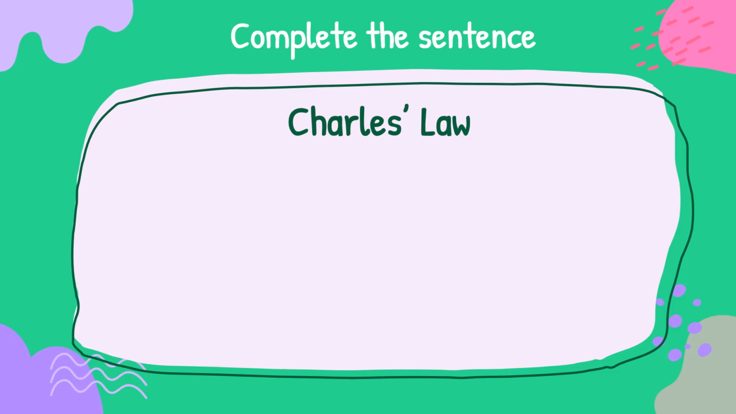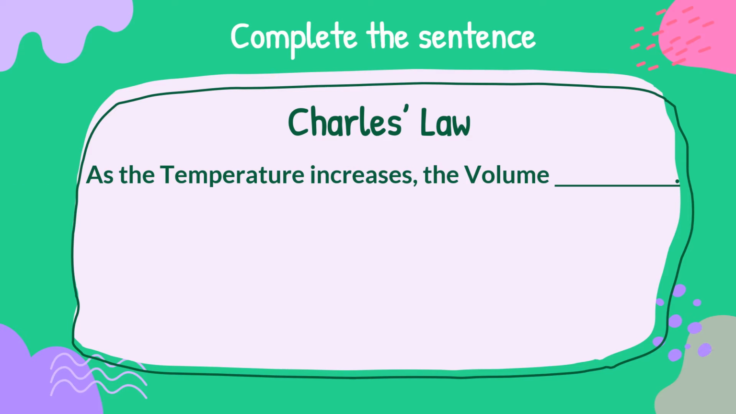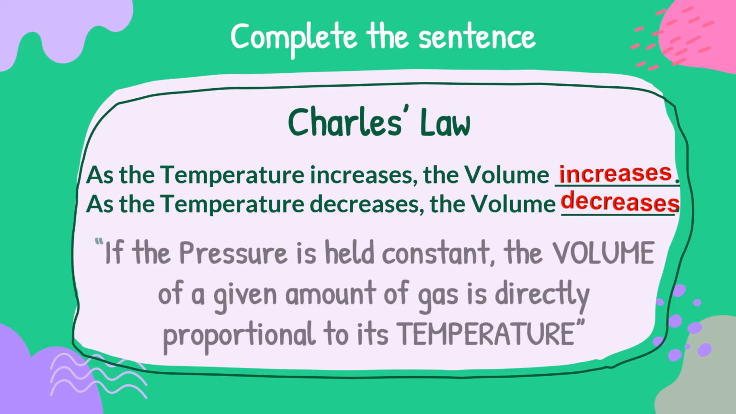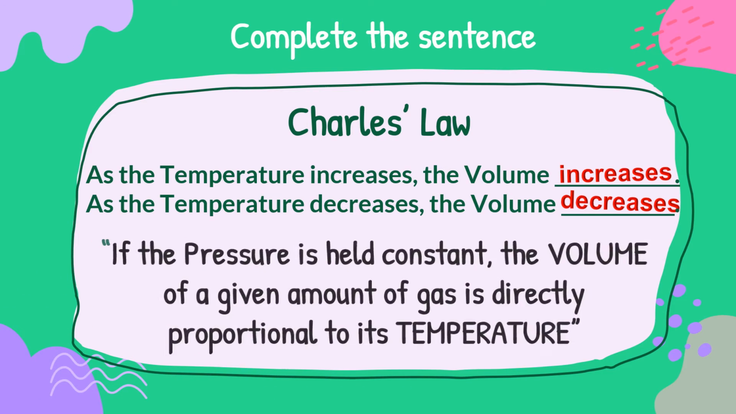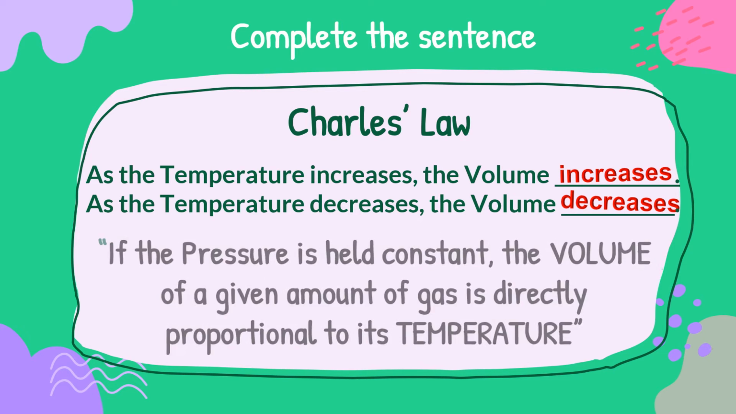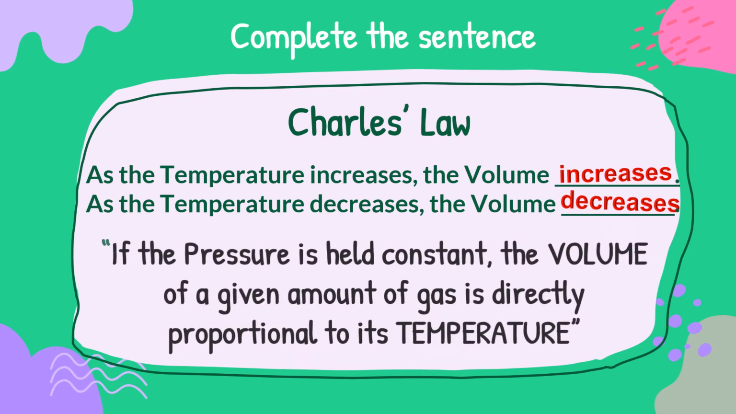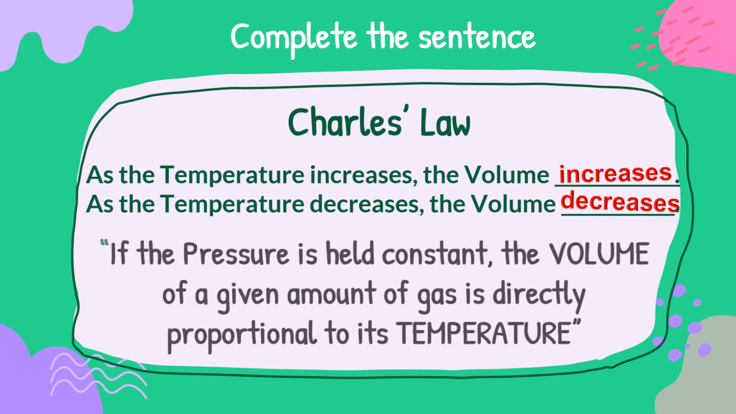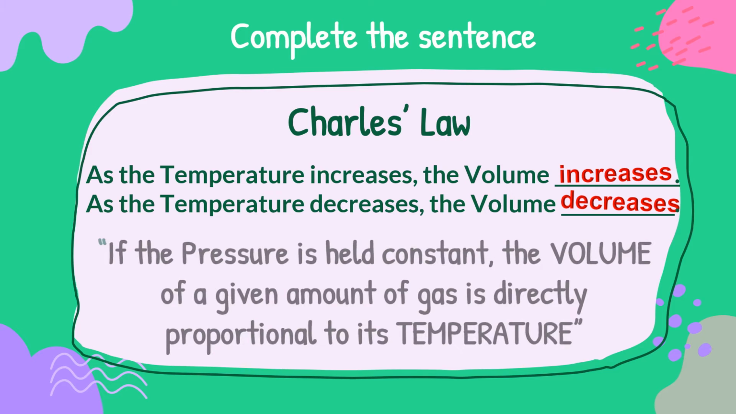Now, to sum it up, let's complete this sentence. Charles' law: as the temperature increases, the volume also increases. As the temperature decreases, the volume will also decrease. So if the pressure is held constant, the volume of a given amount of gas is directly proportional to its temperature. When we say directly proportional, as one property increases, the other one will also increase. And if one quantity or property decreases, the other one will also decrease.